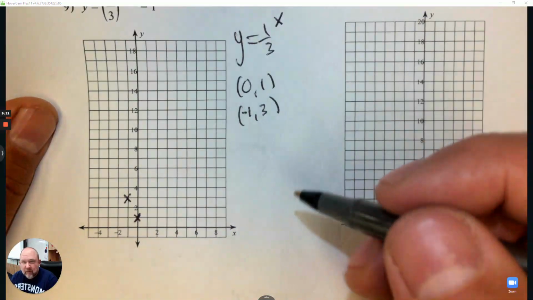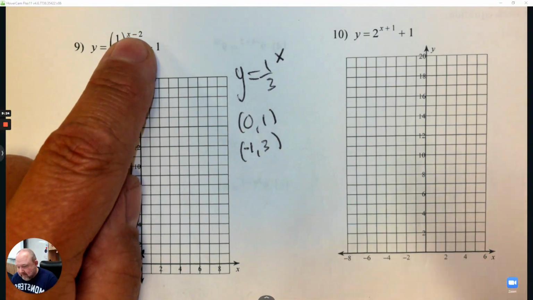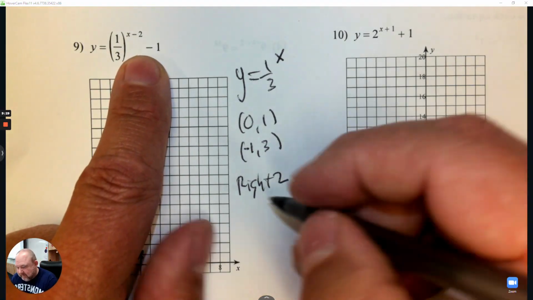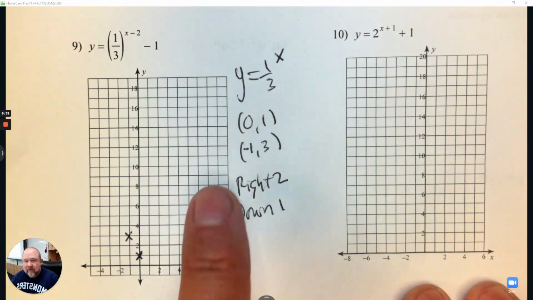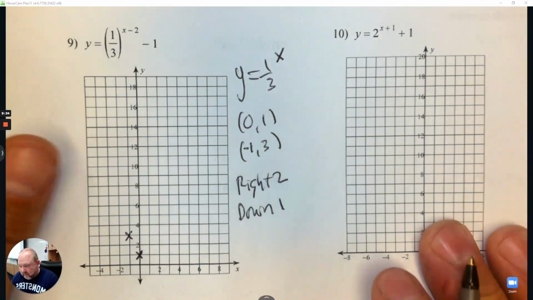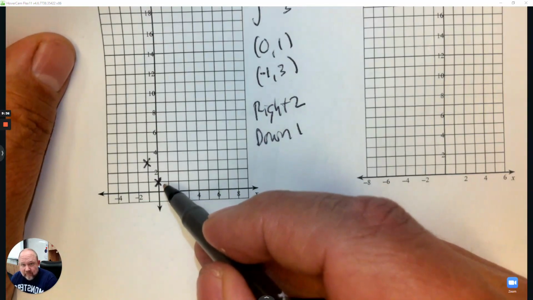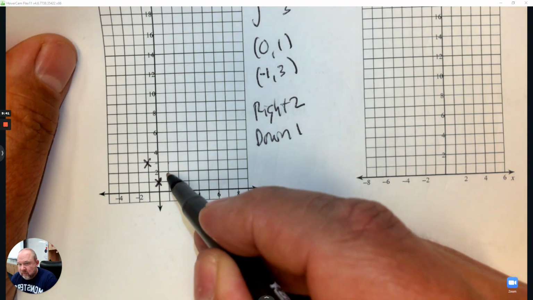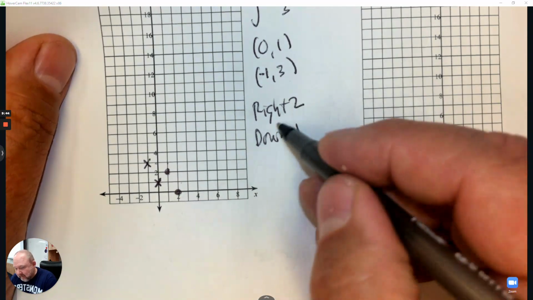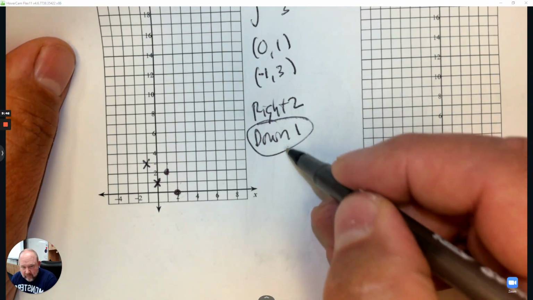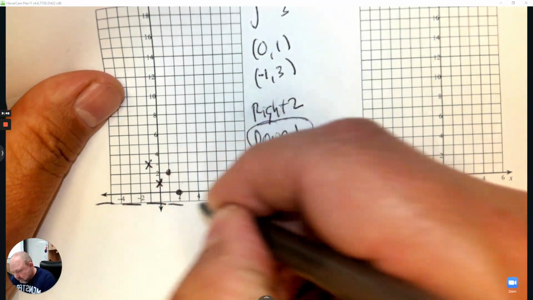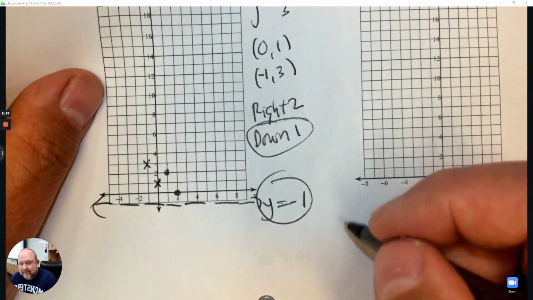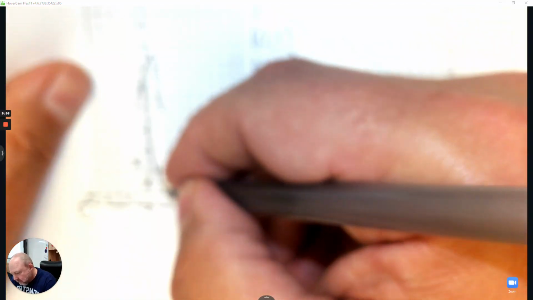But now I need to know what direction I'm going. So a negative in the exponent means to the right, and a negative after means down. So the direction we're going is to the right 2 and down 1. So each x. So here, count. So to the right 2 and down 1. Here, to the right 2 and down 1. Now, the asymptote is also going to move. So from 0, it's going to go down 1. So now it's at, and write that number down, which is negative 1. We need that number. And now this is what we're going to use to draw our graph.